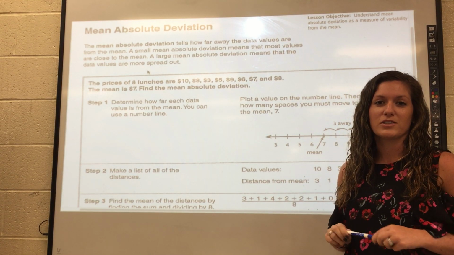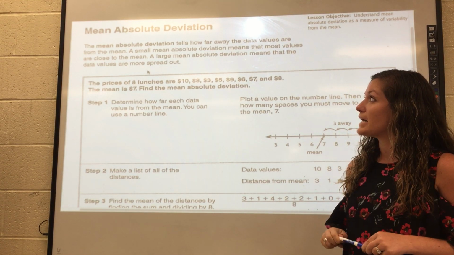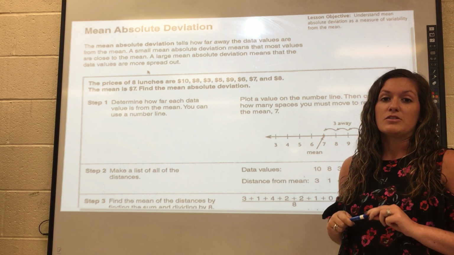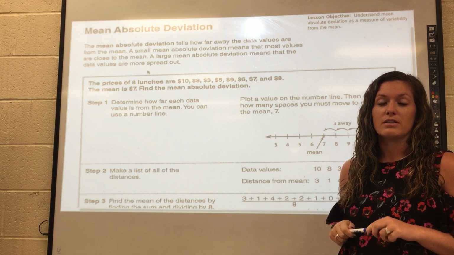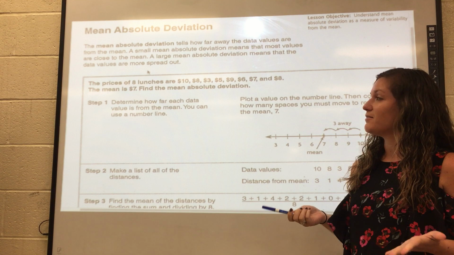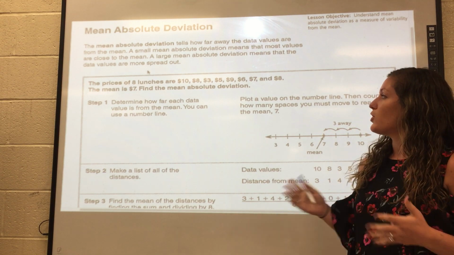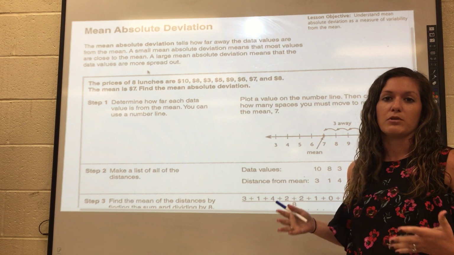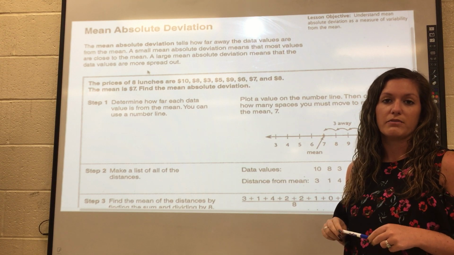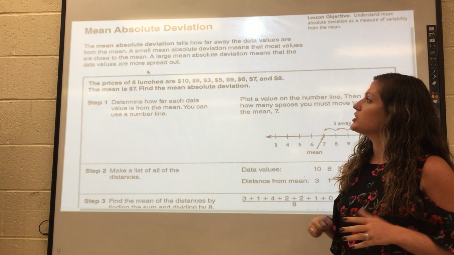Okay, this is Encore Lesson 101 about mean absolute deviation. So we know what the mean is. The mean is the average of a data set. We find that by adding up all of our data points, so if there are 5, we add them all up, and since there are 5, we divide by 5 to find our mean, the average.